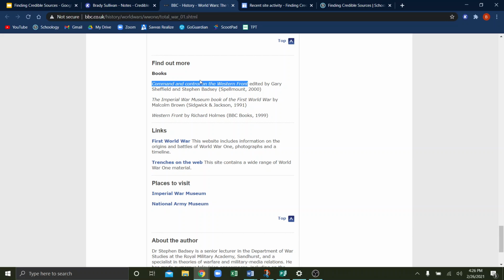It's called Command and Control on the Western Front. It's a book about how militaries operate. Here's another book that I got information from if you don't want to read that one. And here's another one. Let me just check something real quick. Nope, never mind. Okay, I thought one of these might have been his own book.